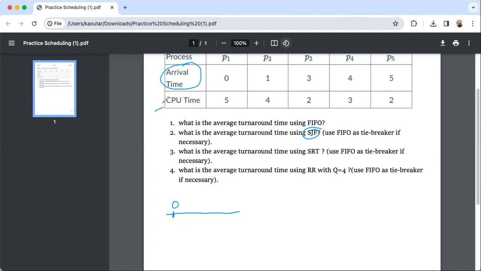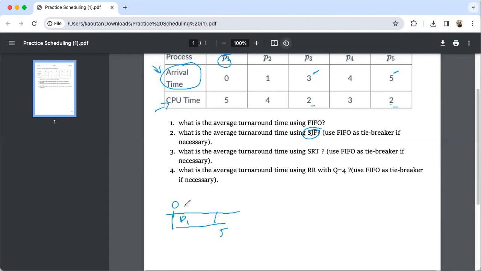Do not go straight to compare the CPU time, because, for instance, if I go directly to compare their CPU times, then I can see that P3 and P5 have the shortest burst times. However, these two processes have not even arrived yet to the queue. So P3 arrives at time 3 and P5 arrives at time 5. Okay, so do not make this mistake. Always check the arrival first. At time 0, the only available process in the ready queue is P1. So P1 starts executing from 0 to 5.